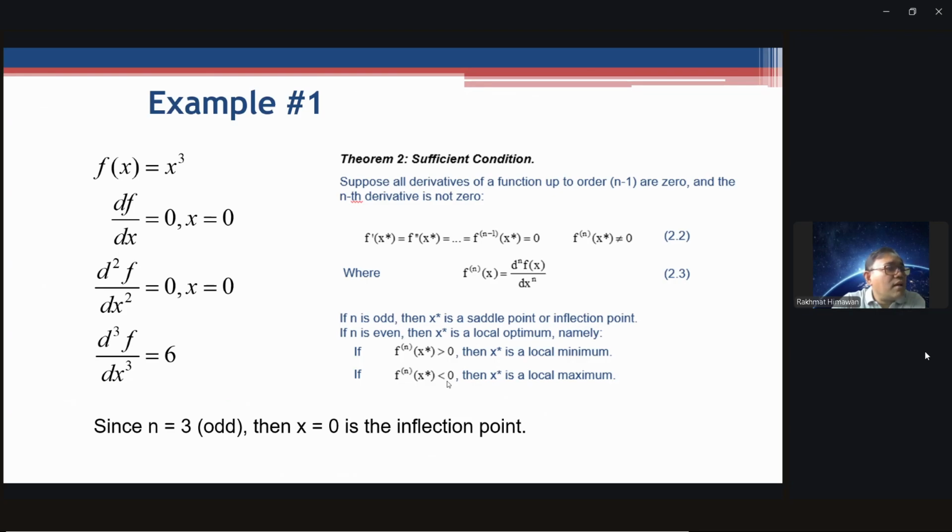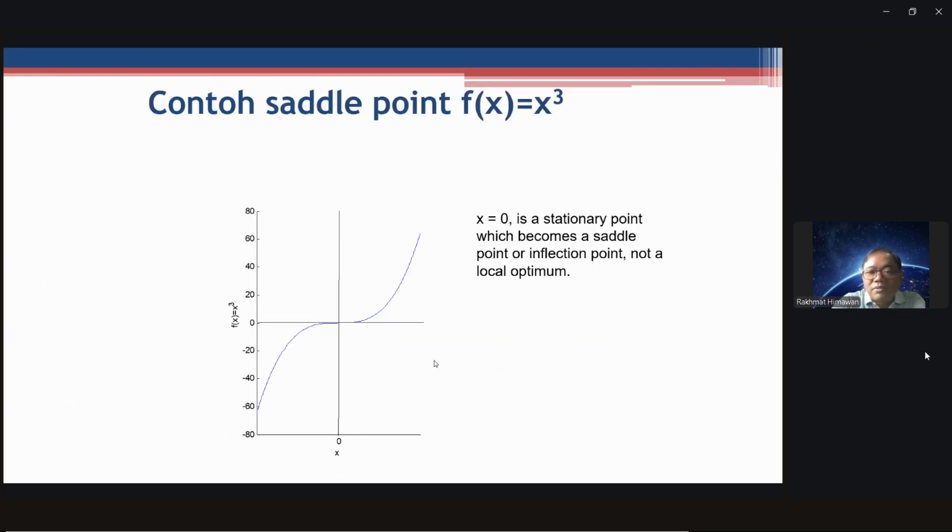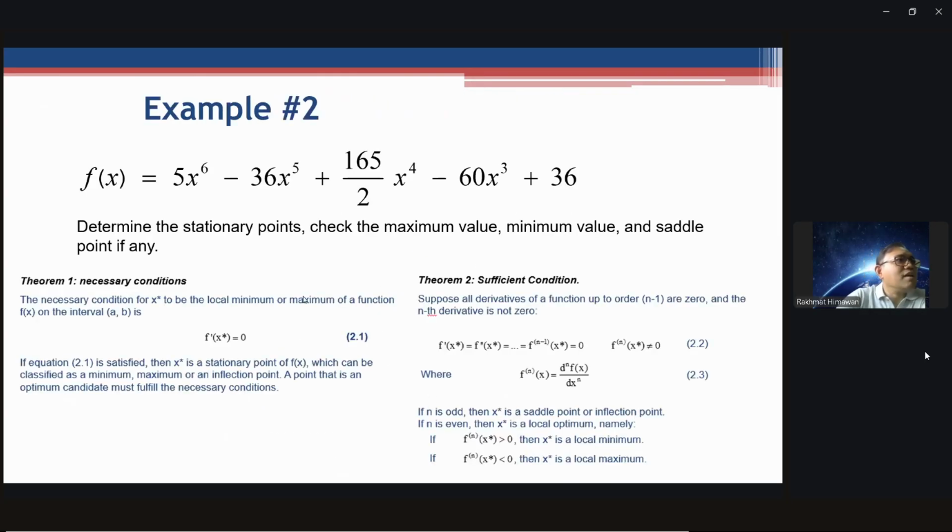Okay, let's go to the other example. Hope it's getting clear. Now we have a completely different function. f(x) is 5x to the power of 6 minus 36x to the power of 5, and so on. You can see this is not linear anymore. So this is not the linear programming that you learn in operations research. This is definitely non-linear. Determine the stationary points. With this function, what are the stationary points? Check if each is a maximum, minimum, or saddle point, if any.